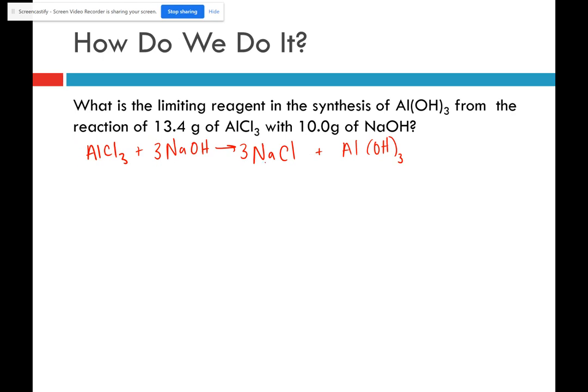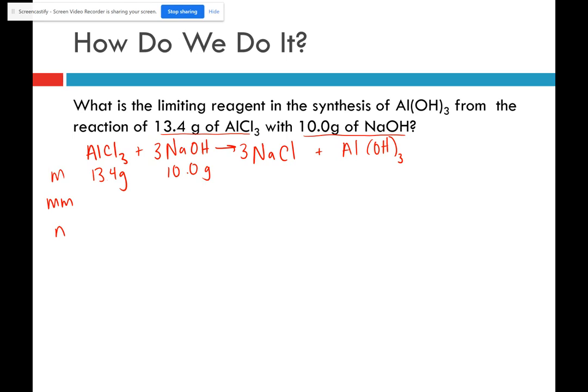1, 3, 3, 1. Okay, so we're going to set up our buildings. Mass, molar mass, moles. In this case, it's a little bit different. It gives us the mass of 2 reactants. So 13.4 grams of aluminum chloride is given to me. So I'm going to put that in mass with 10 grams of sodium hydroxide. So we're going to say, what am I going to run out of first?